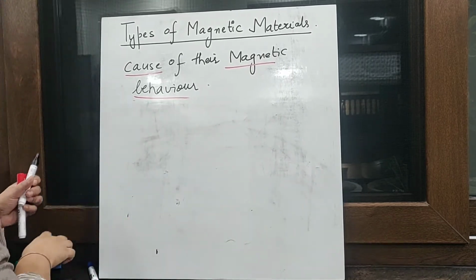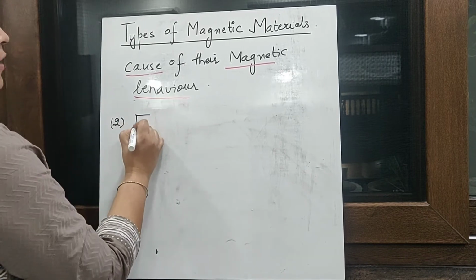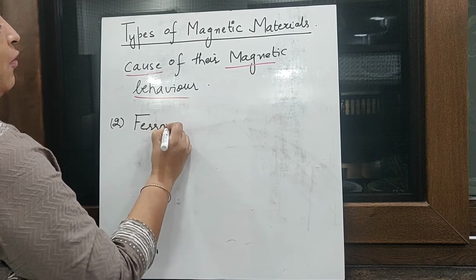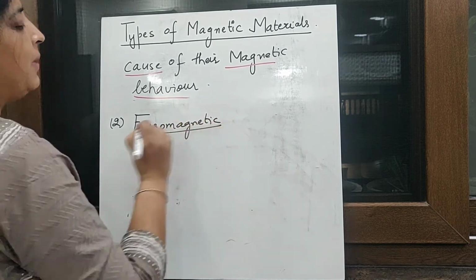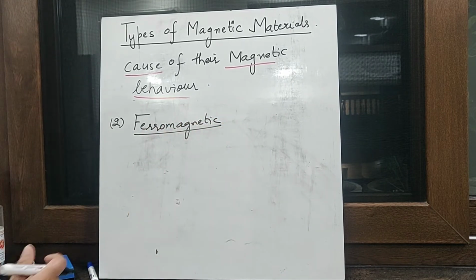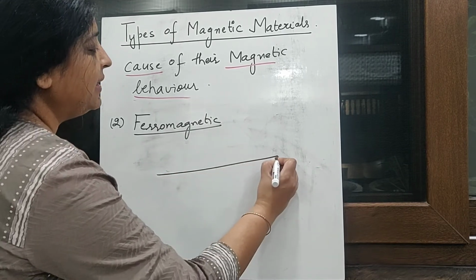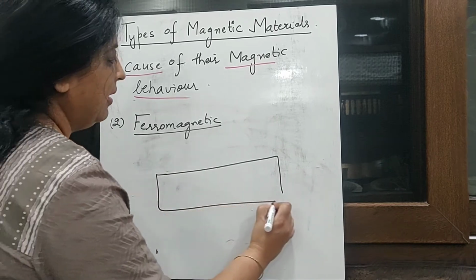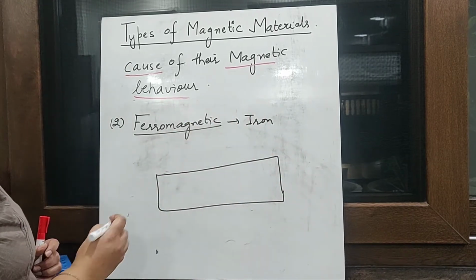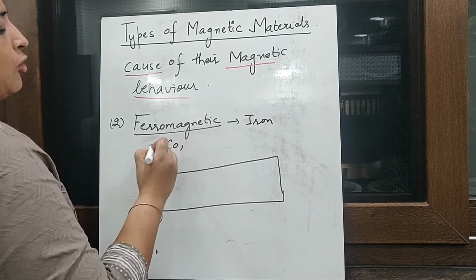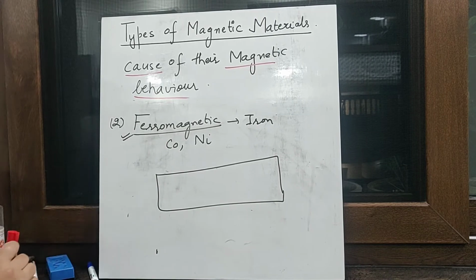So the next type of material, number 2, is ferromagnetic material. Now what are ferromagnetic materials? For example, this is a bar, and iron is an example of a ferromagnetic material. Cobalt is also an example. Nickel is also an example of a ferromagnetic material.